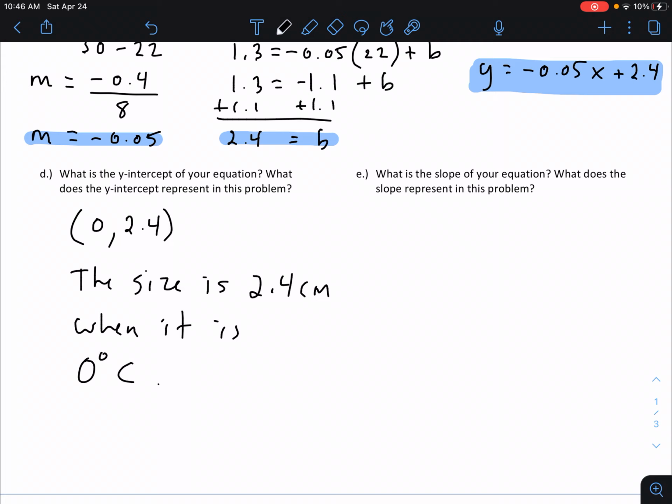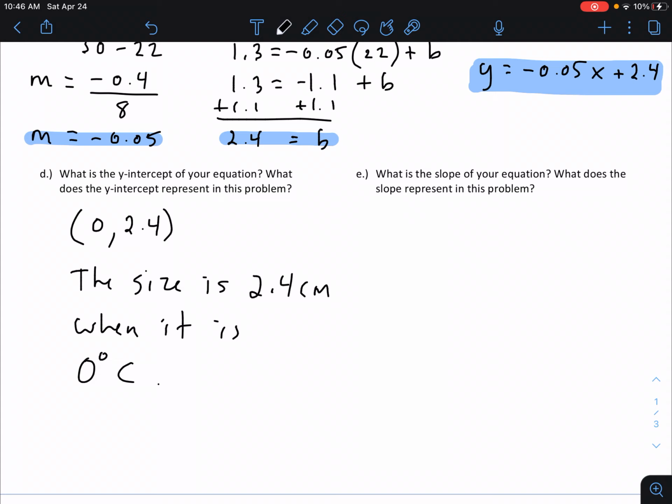Okay, so that's kind of a different one because normally we would say the y-intercept represents whatever it is at the beginning. Well, this isn't the beginning. This is kind of like the middle, right? Because 0 degrees, we can have positive degrees, we can have negative degrees. So we're going to go both directions on this equation. It's not going to be just one that goes one direction.